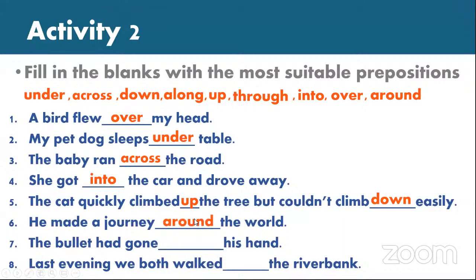Next one, he made a journey around the world. The bullet had gone through his hand. The last one. Last evening, we both walked along the river bank. Okay. See whether you all have got all 8 sentences correct.